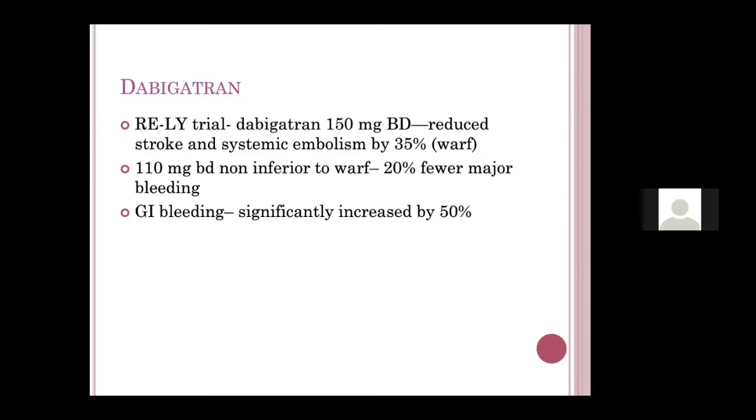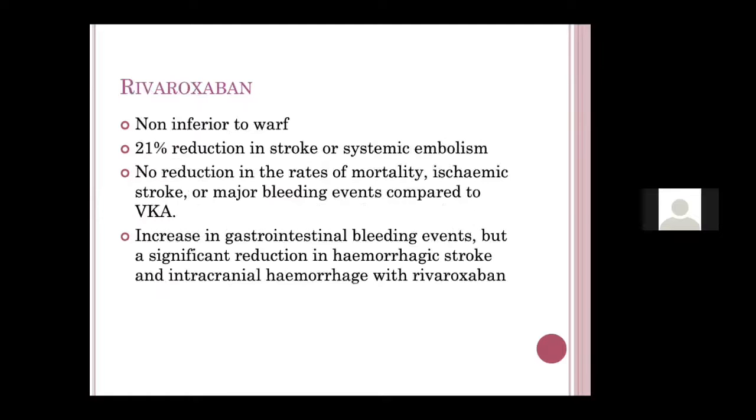Statistically, though numerically it was about 20% less, it was not significant. That is why, if you are giving a patient dabigatran, it is ideal to give 150 milligram, unless the patient is more than 75 years old or has some creatinine clearance issues, where you can use 110 milligram. GI bleeding is significantly increased by 50% in the dabigatran group, and that is why, with that history, it is always apixaban or rivaroxaban which are advised.